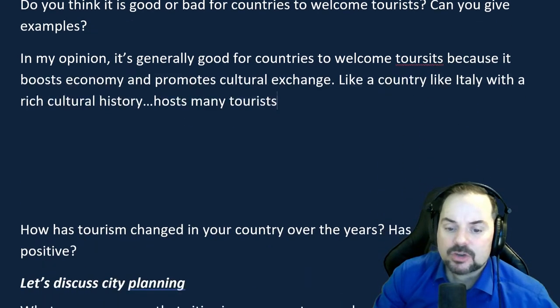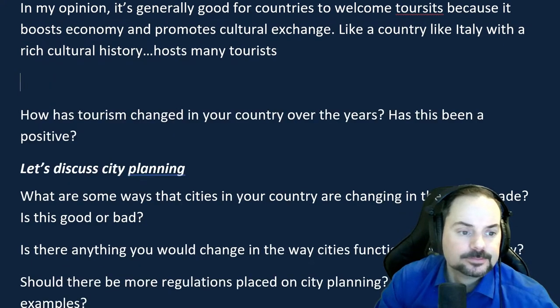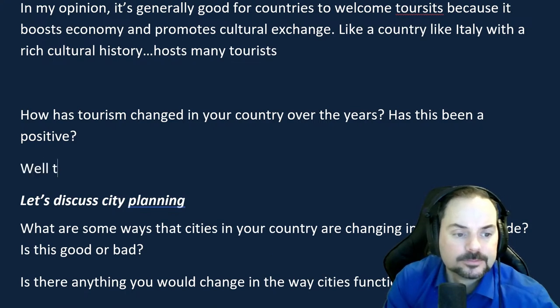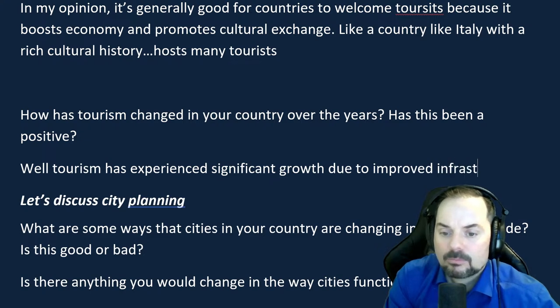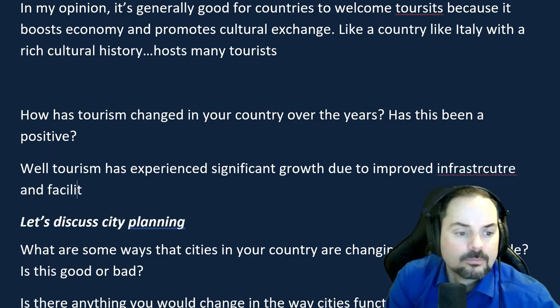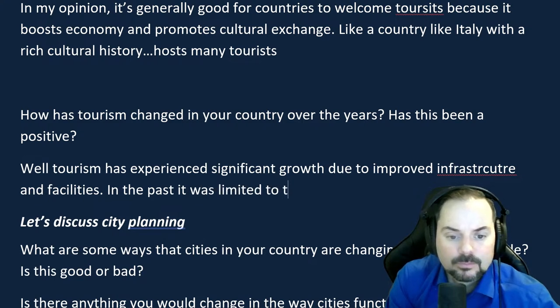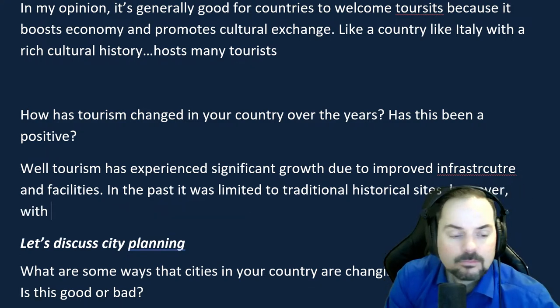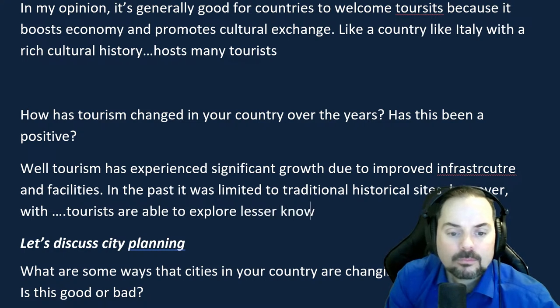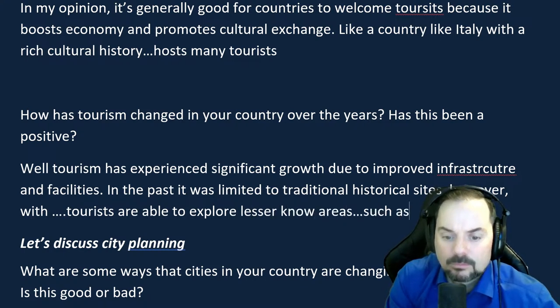How has tourism changed in your country over the years? Well, I would say tourism in my country has experienced significant growth over the years due to the development of new infrastructures and improved facilities and amenities. In the past, it was mostly limited to traditional tourist attractions such as historical sites and natural landscapes. However, with the advent of technology and increased accessibility, tourists are now able to explore lesser known areas and engage in various activities, such as adventure tourism, or food tourism, and cultural tourism.